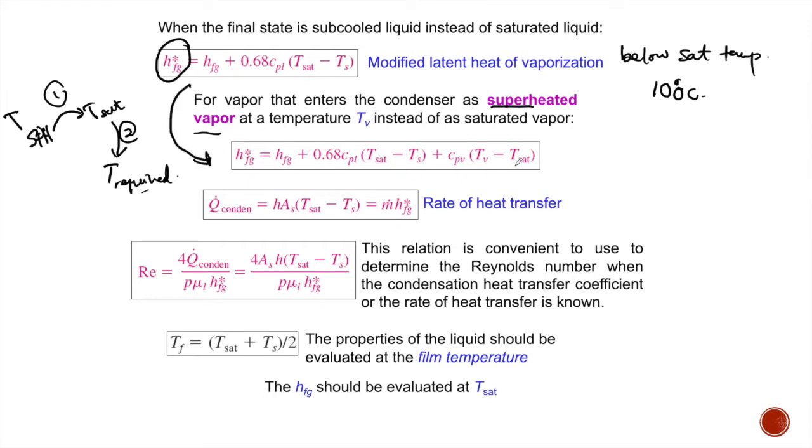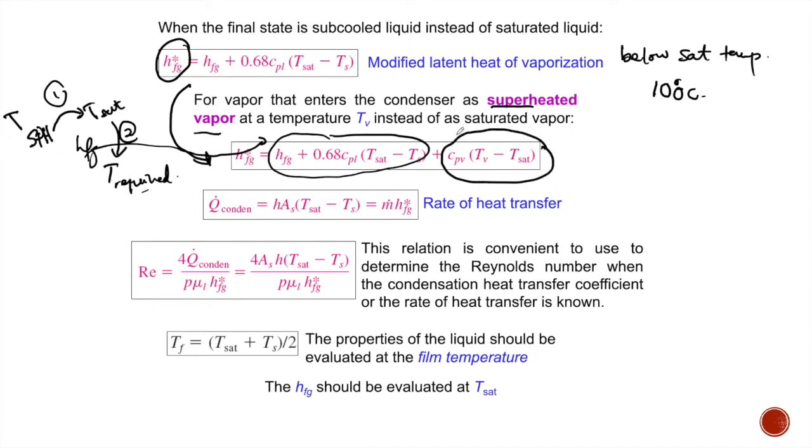So remember, this is the case where the superheated vapor, so h'fg = hfg + 0.68 cpl (Tsat - Ts) is the h'fg for here. So this h'fg, and then now we have the superheated vapor case. So we will add these terms, cpv (Tv - Tsat) here, because we have to reduce the T superheated to T saturation first, and then T saturation reduced to T required.